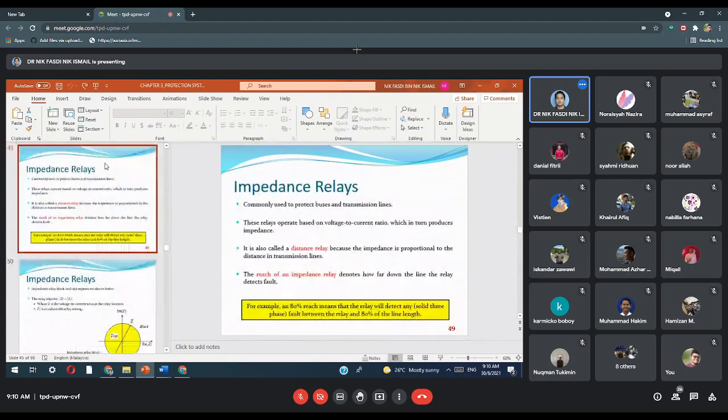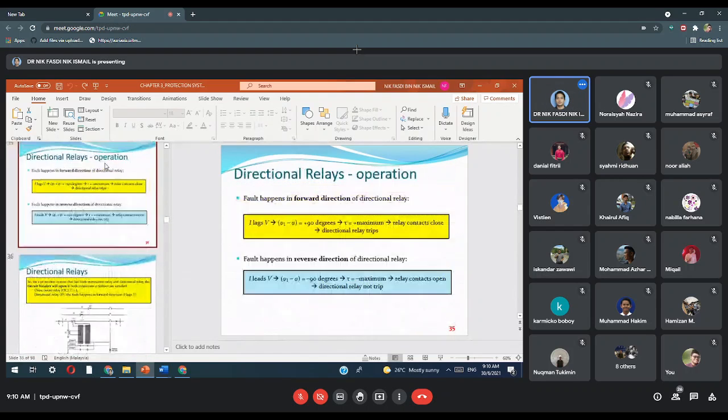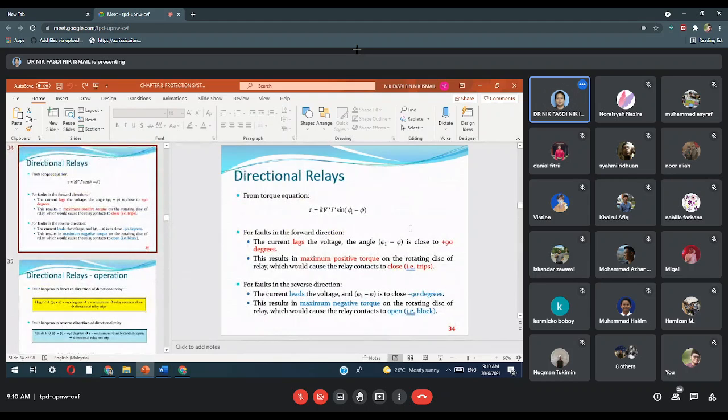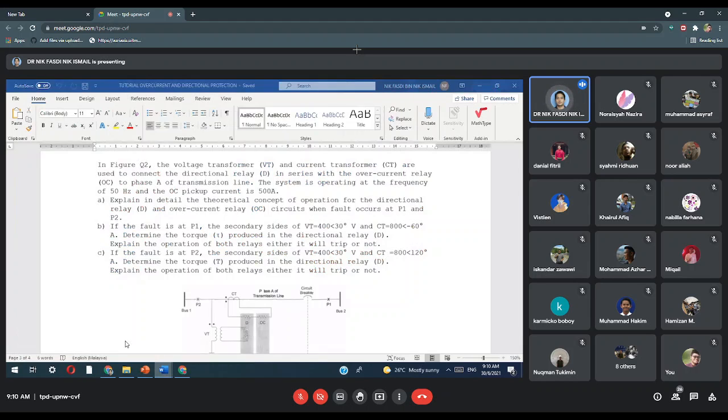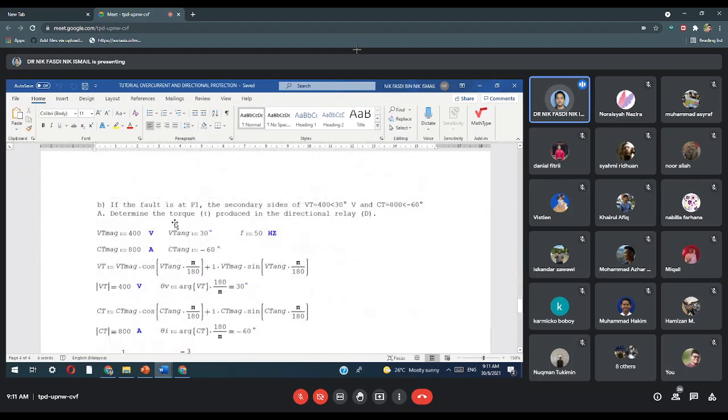Is it? Okay, maybe I think I scroll one by one. Okay, this one right. Okay, so this is the voltage VT. Okay, it has told us already. This is secondary, so V prime, I prime. Okay, determine the torque produced. Okay, we know the equation already. Alright. So if the fault at P1, the secondary side of VT is 400, CT 800, angle 30 and minus 60, determine the torque produced.